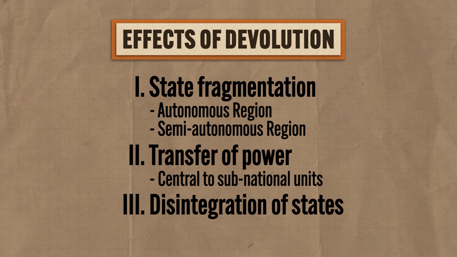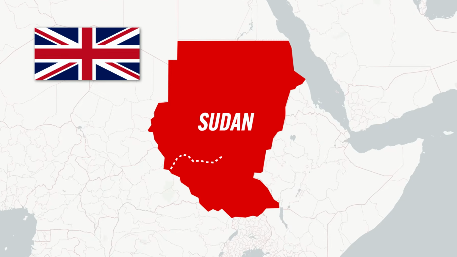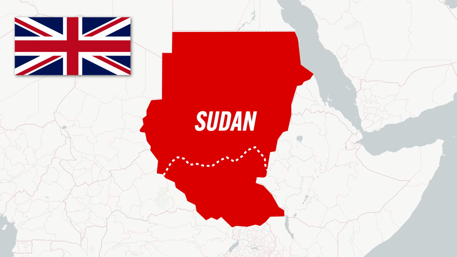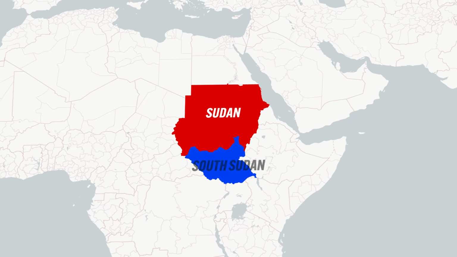And then the third potential outcome of devolution is the complete disintegration of states, and here you have two required examples. First is Sudan, whom we met in the last video. Now remember that as a result of British colonial policy, Sudan was ethnically and developmentally divided between the north and the south. And after decades of fierce tension and war, the state disintegrated into two states, Sudan and South Sudan.